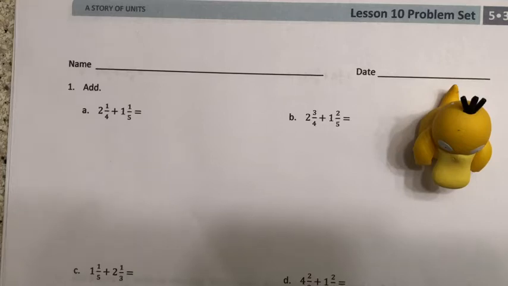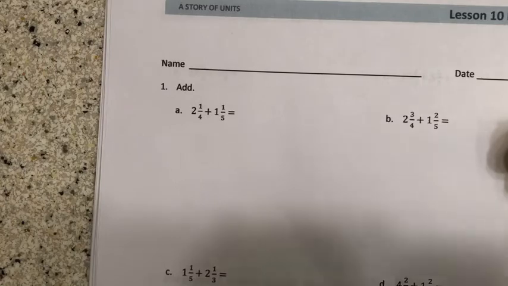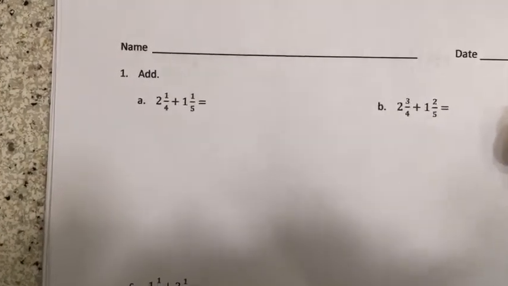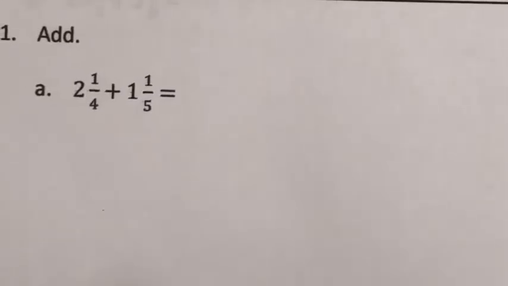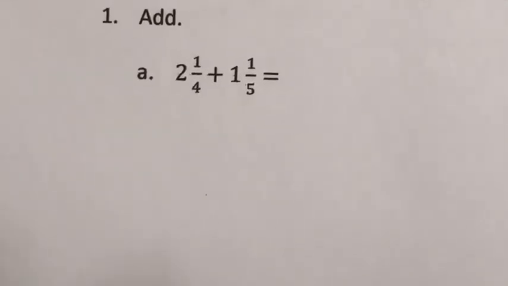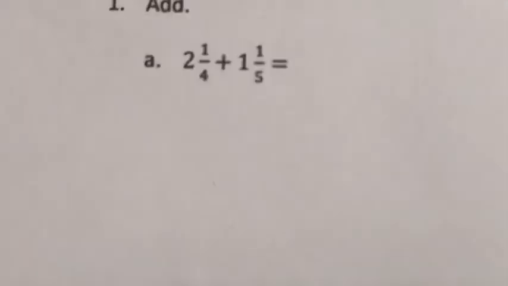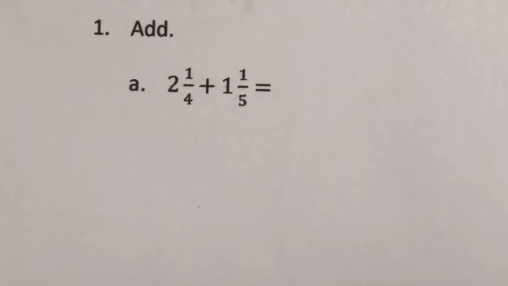Okay, I'm going to do letter A. I'm going to try to explain myself in a very good, easy to follow detail. So I'm going to get this here. I'm going to zoom in even further. Just a letter A. Okay, so letter A, ladies and gentlemen, we have two mixed numbers. We have 2 1/4 plus 1 1/5. Okay? So what we need to do is add these two things together.